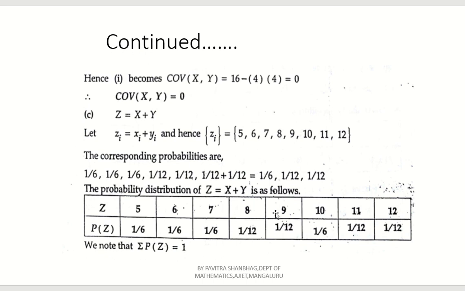5, 6, 7, 8, 9, 10, 11, 12. Now, here what is the corresponding probability distribution? Now let us add this one. So what will you get? Xi plus yi.